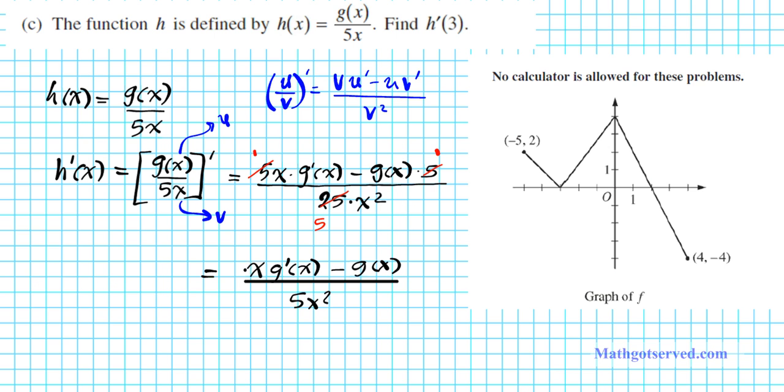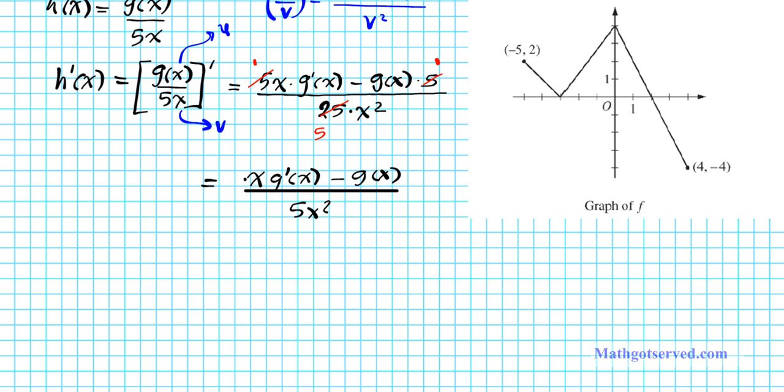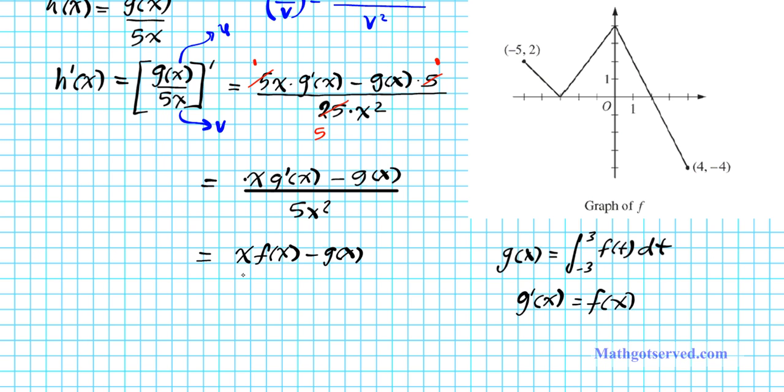We established a connection that if g of x is equal to the integral from -3 to 3 of f of t dt, using FTC part 2, g prime of x is what? F of x, right? We established that earlier. So this is the same thing as x times f of x minus g of x over 5x squared.